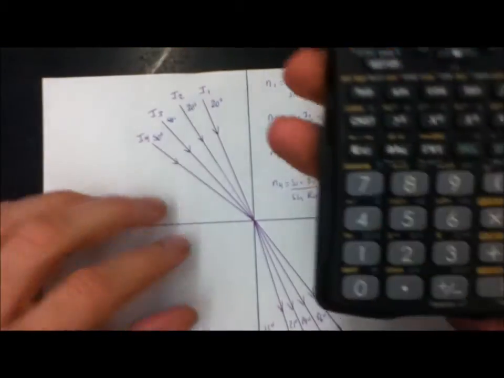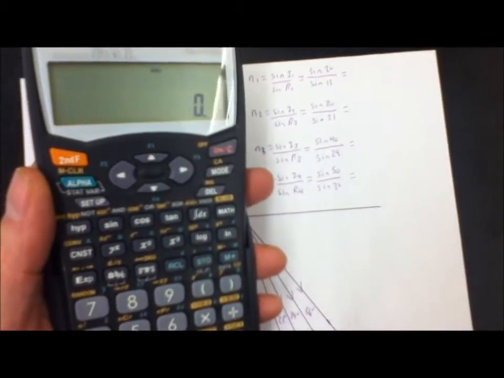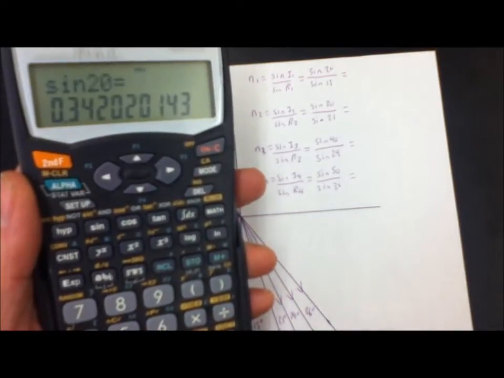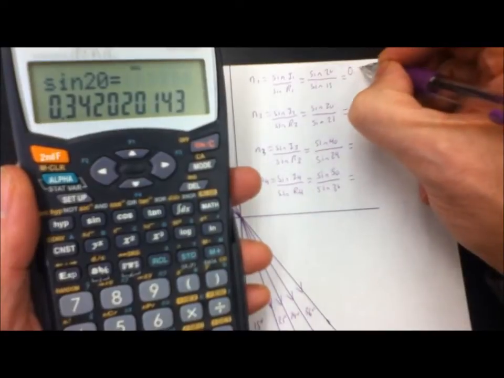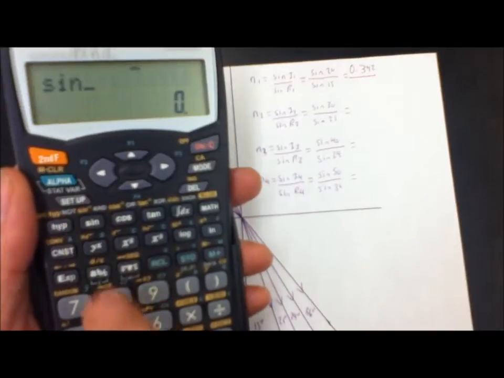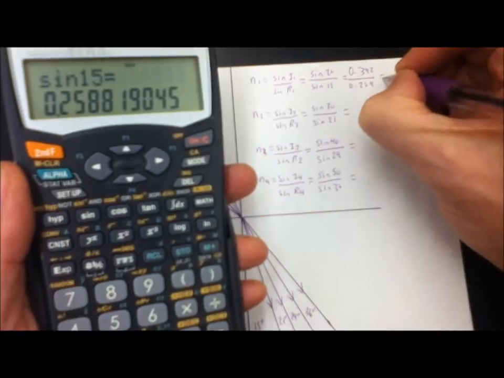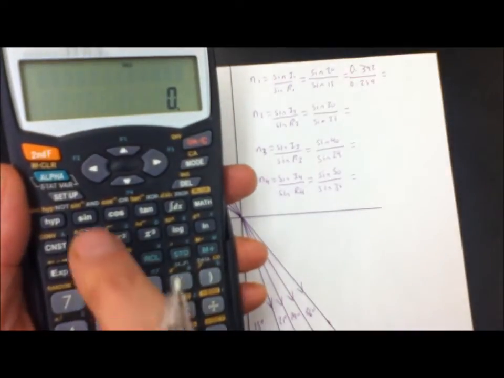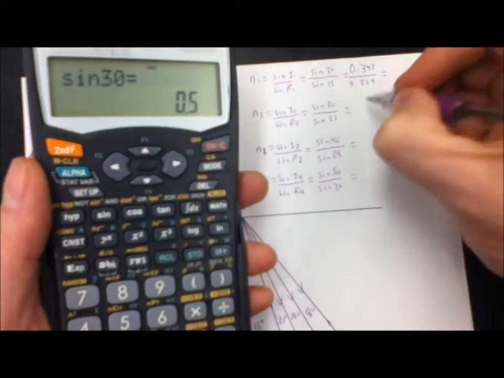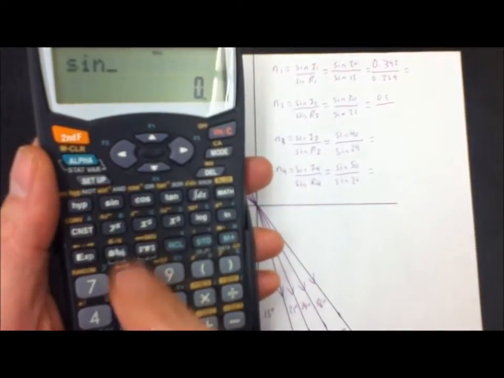So hopefully you can see this okay. Sine 20 degrees equals 0.342. The sine of 15 degrees equals 0.259 rounded. The sine of 30 degrees equals 0.5.